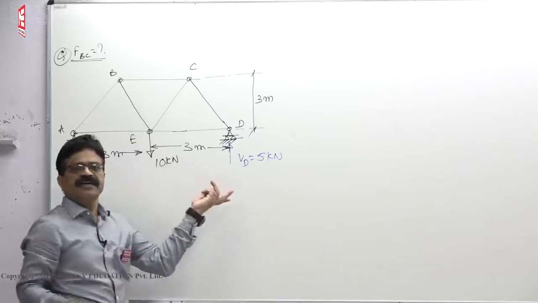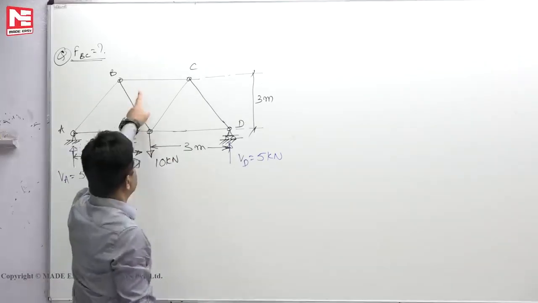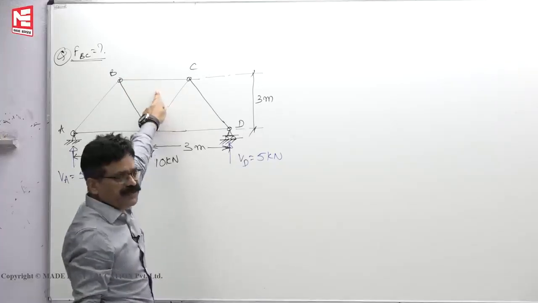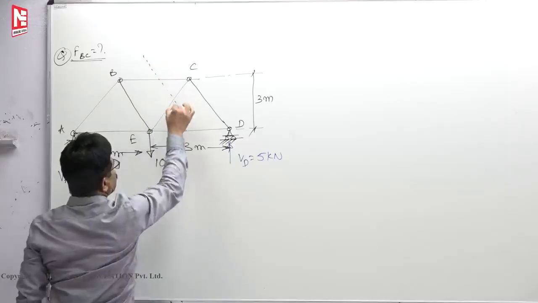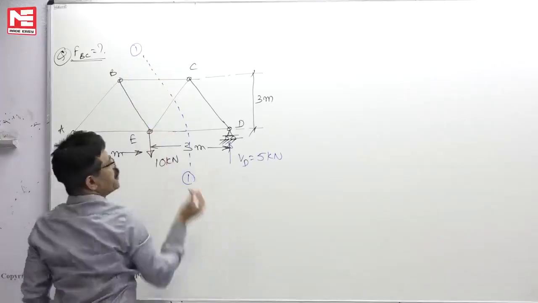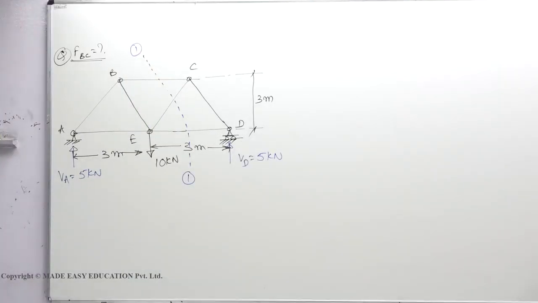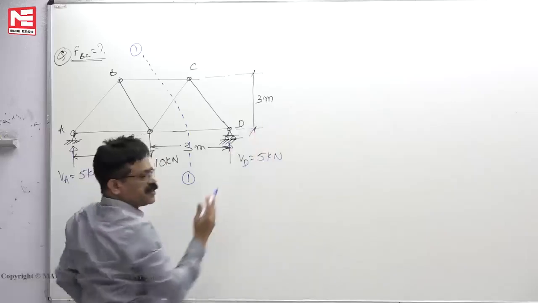To find this, it hardly takes 5 seconds, what the support reactions are. Next, second step is what? Cut the member under consideration by a section 1-1. So, you must cut the member BC such that the entire truss is divided into two separate parts.